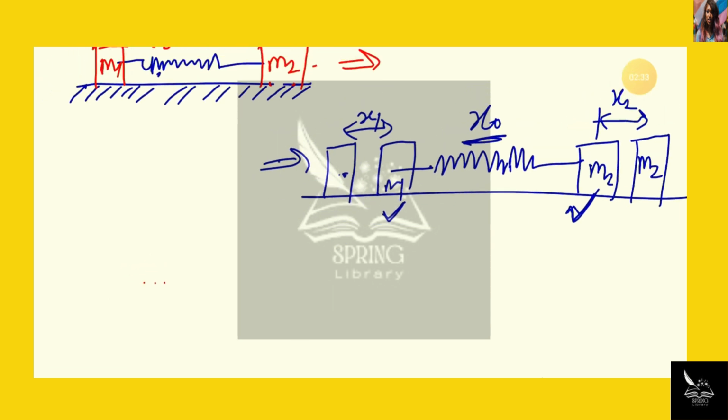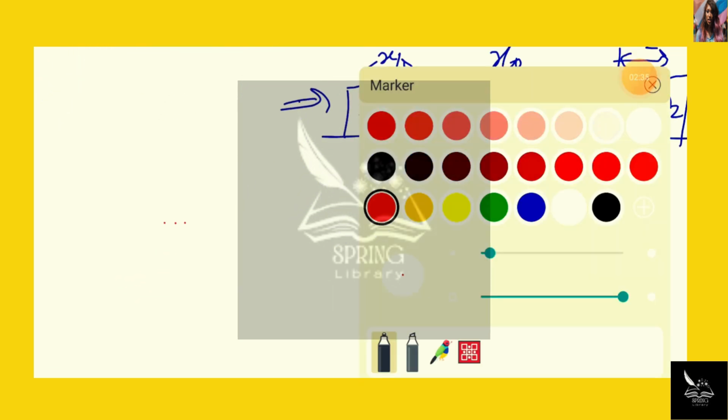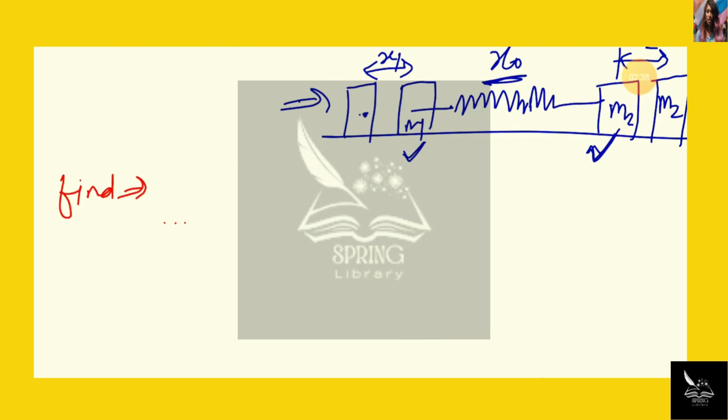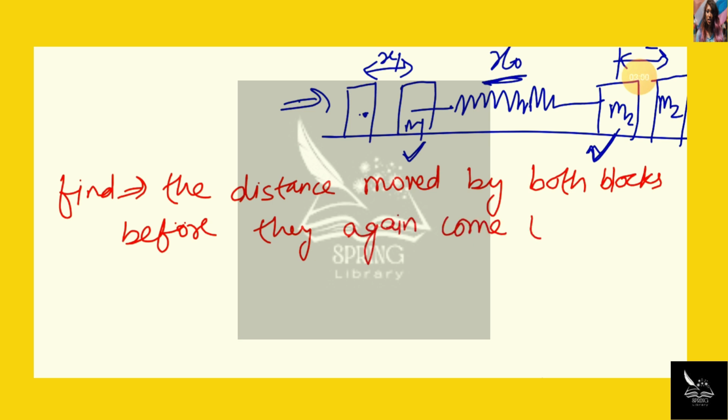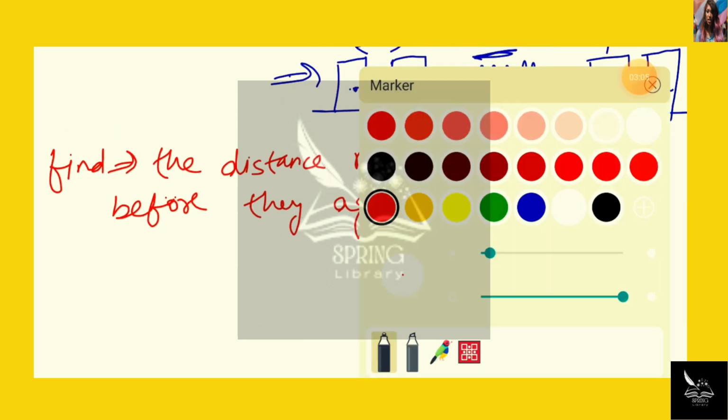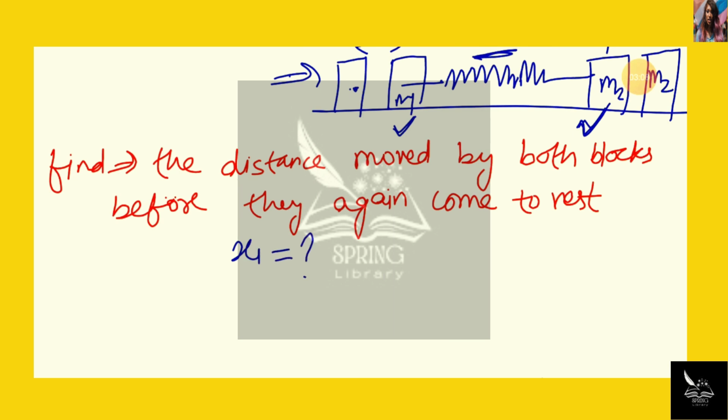Now the question is saying to find the distance moved by both blocks before they again come to rest. So here we have to find the value of x1 and x2. Now let's start answering this question.